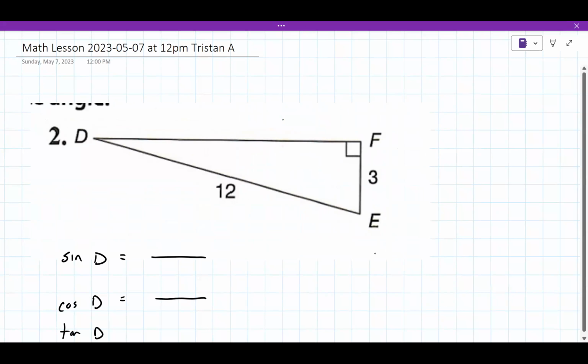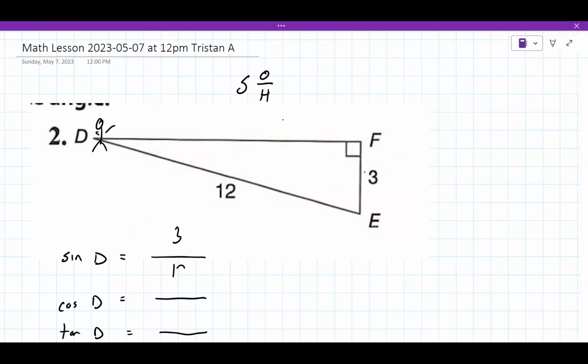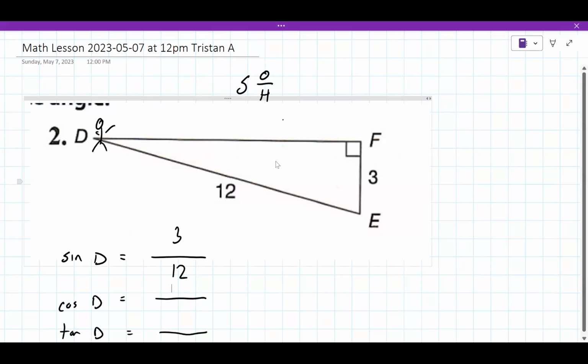Does that all sound familiar to you? Yeah. So sine is the opposite over hypotenuse. Relative to D, you have to decide which side is the opposite and which is the hypotenuse. The opposite's always the one kind of further away, if you will. So in this case, the opposite is 3. Imagine you're standing there. The opposite is 3, and the hypotenuse is 12. The hypotenuse is always across from the 90.